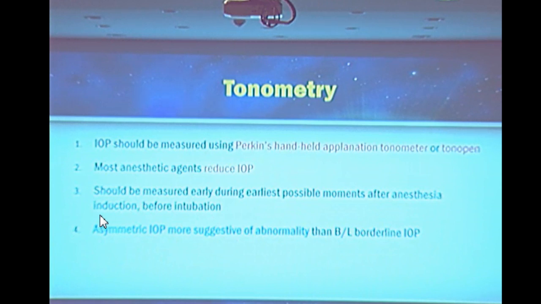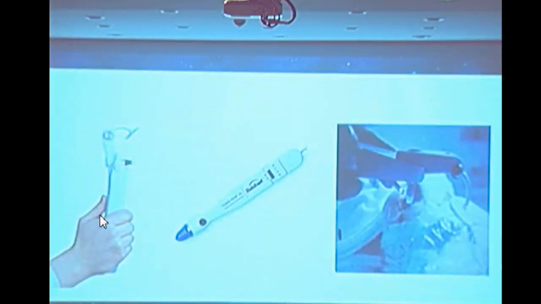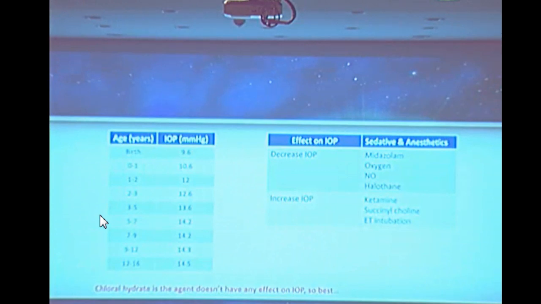As we say, general anesthesia, especially after intubation, can change the pressure dramatically. This is the Perkins tonometer, and I'm sure all of you are aware of it, or you can use a pneumotonometer, which is available in most institutions nowadays. We need to be aware of the normal IOP values regarding age. At birth, up to 1 month, it is around 9 or even less; there are reports of 5 or 6. It increases with age, and by about 16 years of age it reaches 14, the adult IOP level.